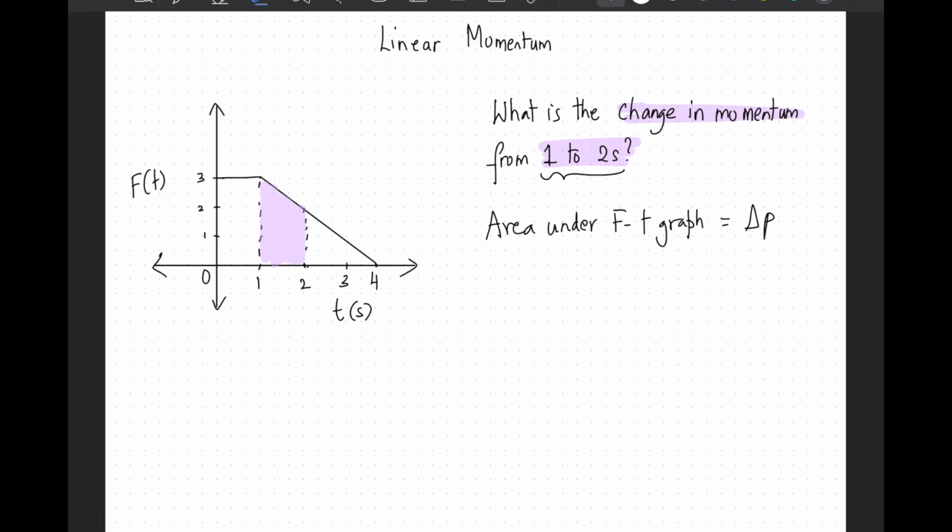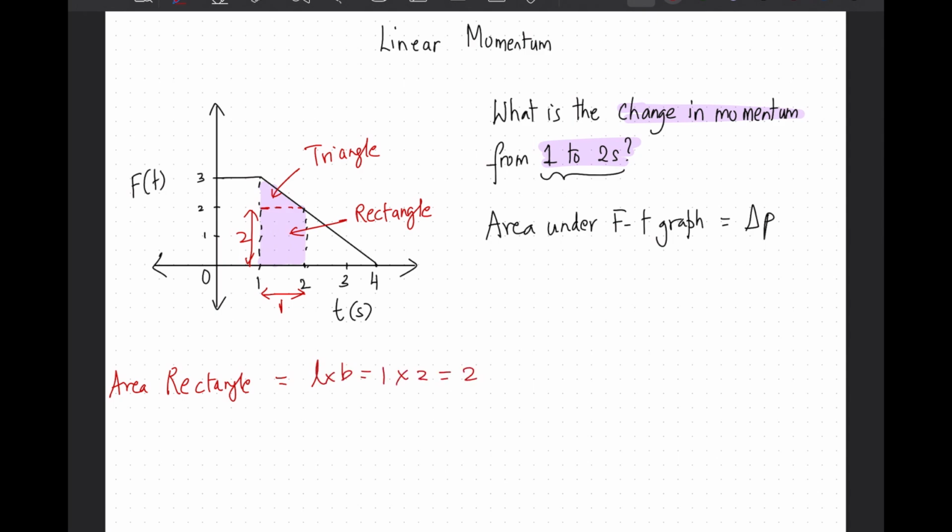Now this is a trapezium. It's not a rectangle or a triangle. So we will divide this into a rectangle and a triangle so that we can apply the formula for area. We can see that this is a triangle and this shape is a rectangle. Now the side here is 2 minus 1, which is 1. The height here is 2. So for the rectangle, the area is length times breadth, which is 1 times 2, which is equal to 2.